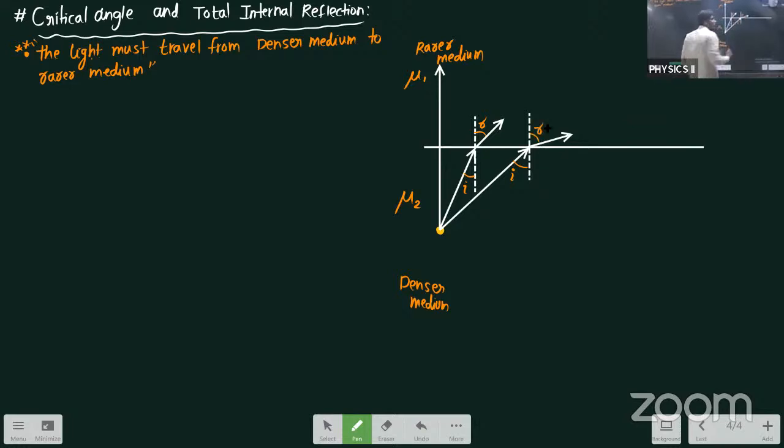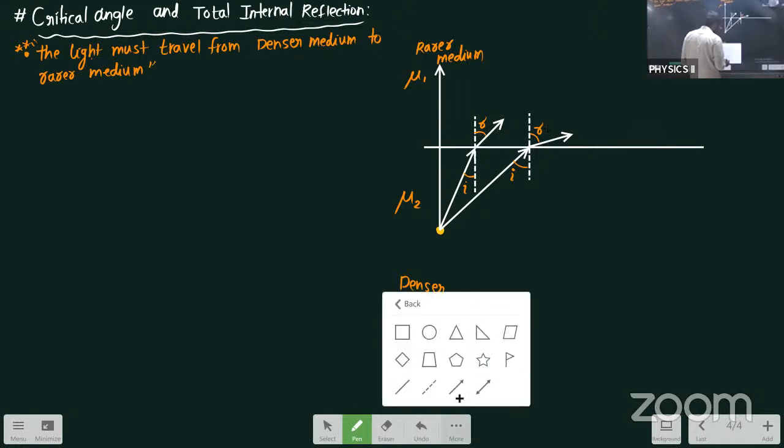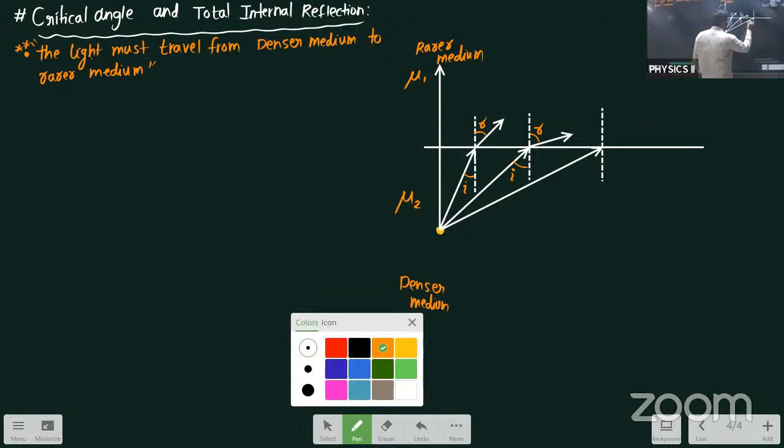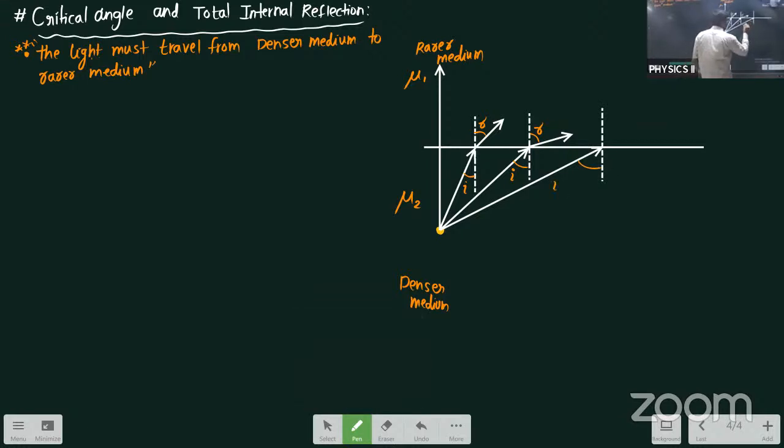Now, I have further increased the angle of incidence. Now, let us see what will happen. This is our imaginary line, which is called the normal. Now, this is our angle of incidence. Here I am writing, this is our angle of incidence. Now, what will happen? Let us see.